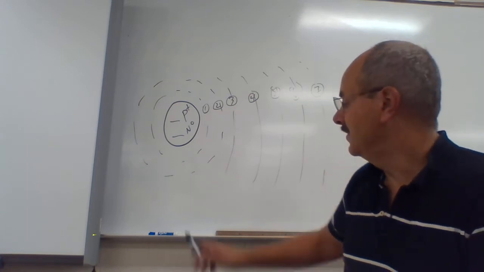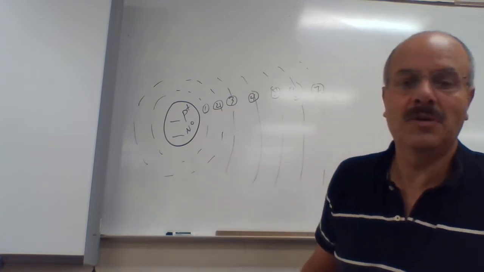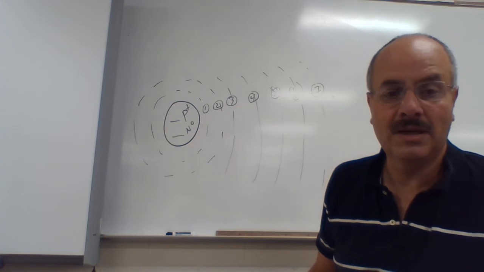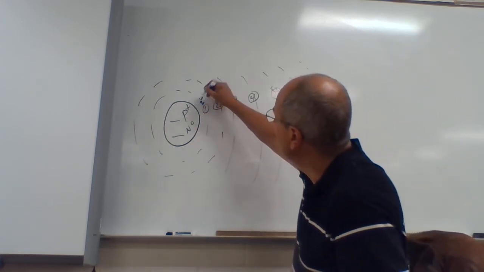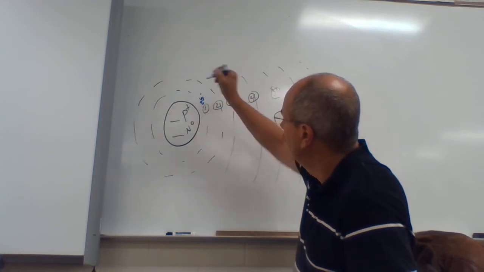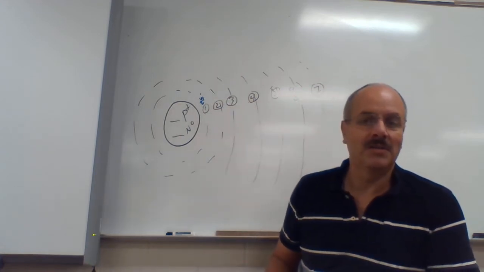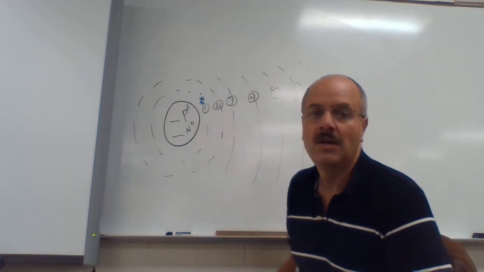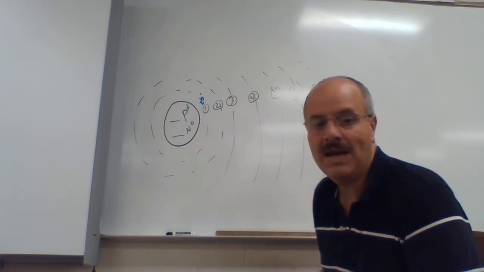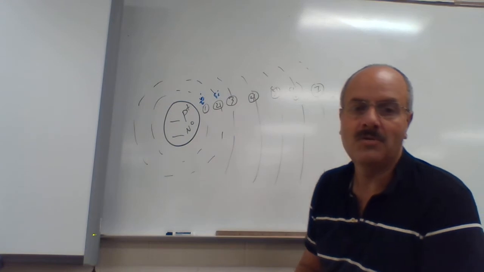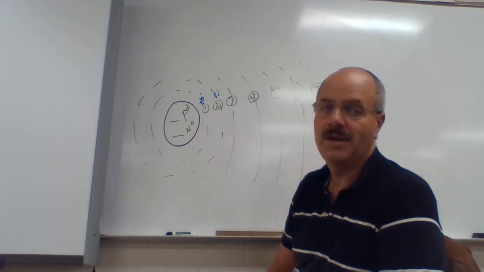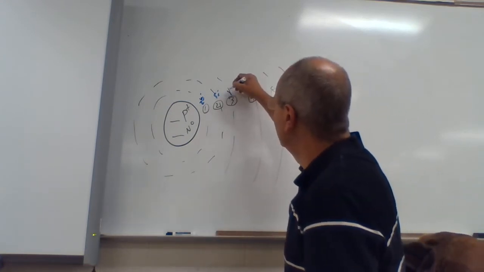Now we have to figure out how many electrons each one of these rings, or energy levels, holds. The very first one holds 2 electrons. That's the maximum amount it will hold. We go to the second ring, and the maximum amount it will hold is 8 electrons. That's the most it'll hold. The third ring will hold 18 electrons as its maximum.